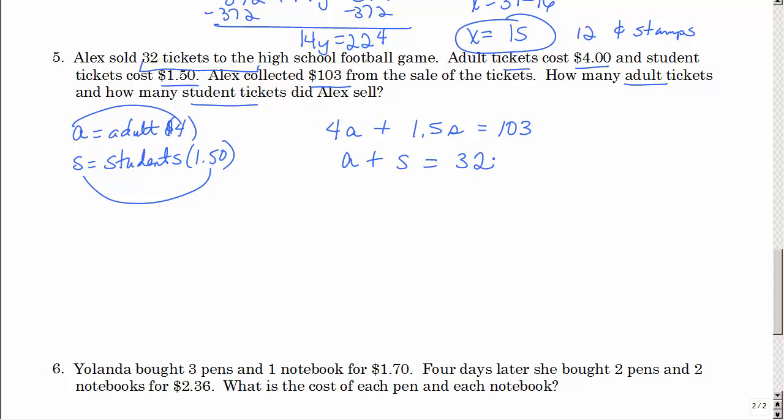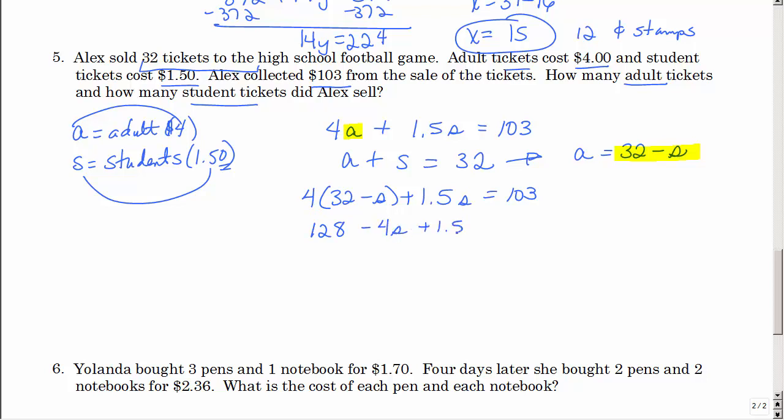Again, I could use the elimination method, but you know, that substitution method wasn't too bad. So I'm going to take this and get A by itself, so that's 32 minus S. So I'm going to substitute this into the other equation. So I have 4 times (32 minus S) plus 1.5S, or 1.50, same thing. So I multiply. I collect like terms.